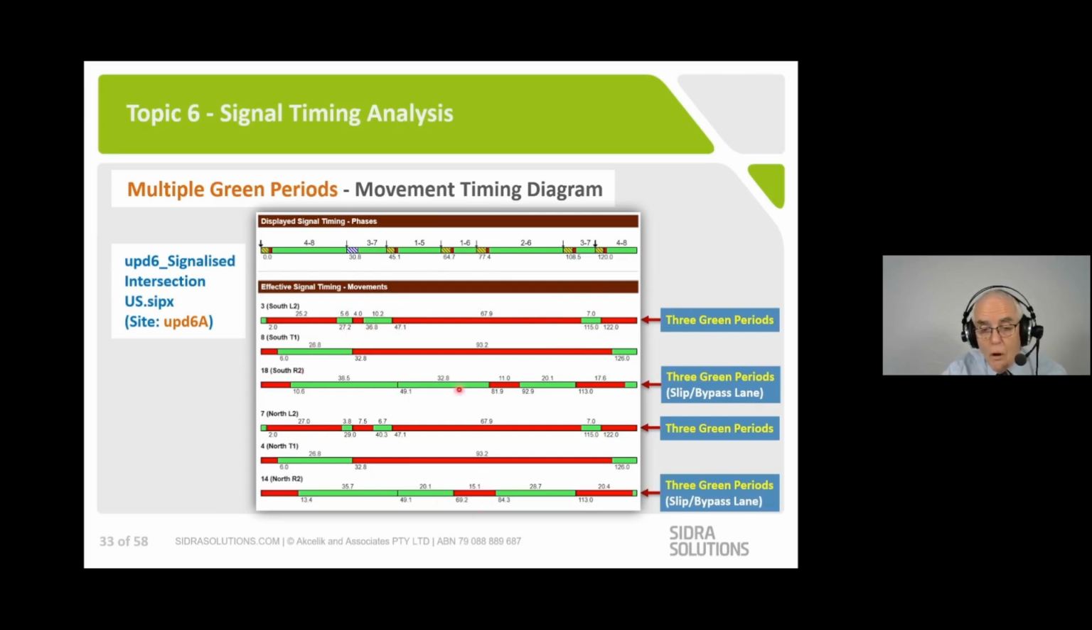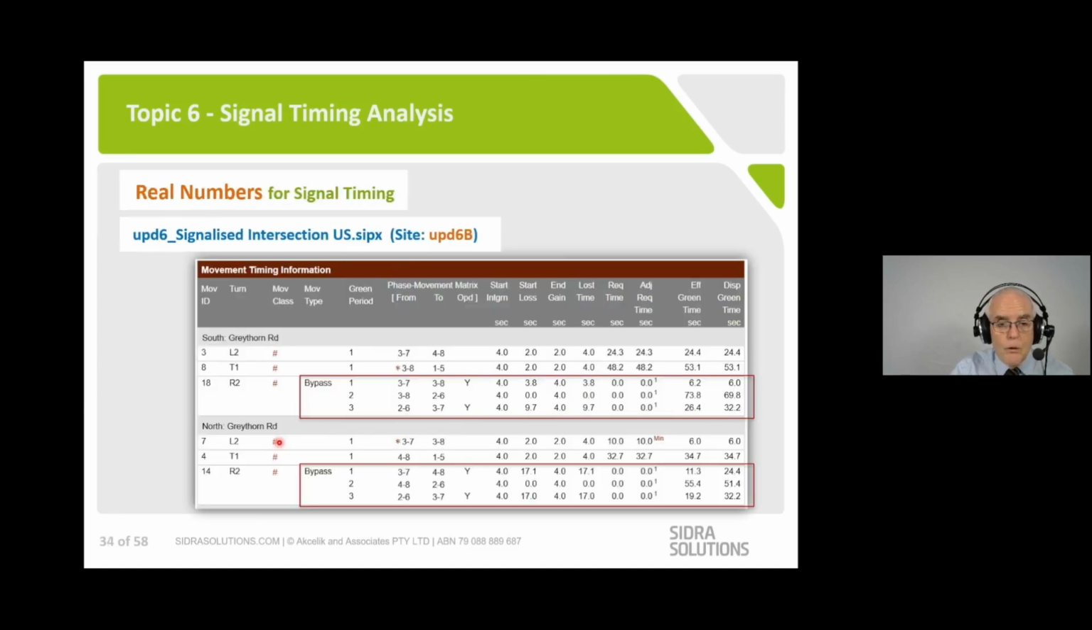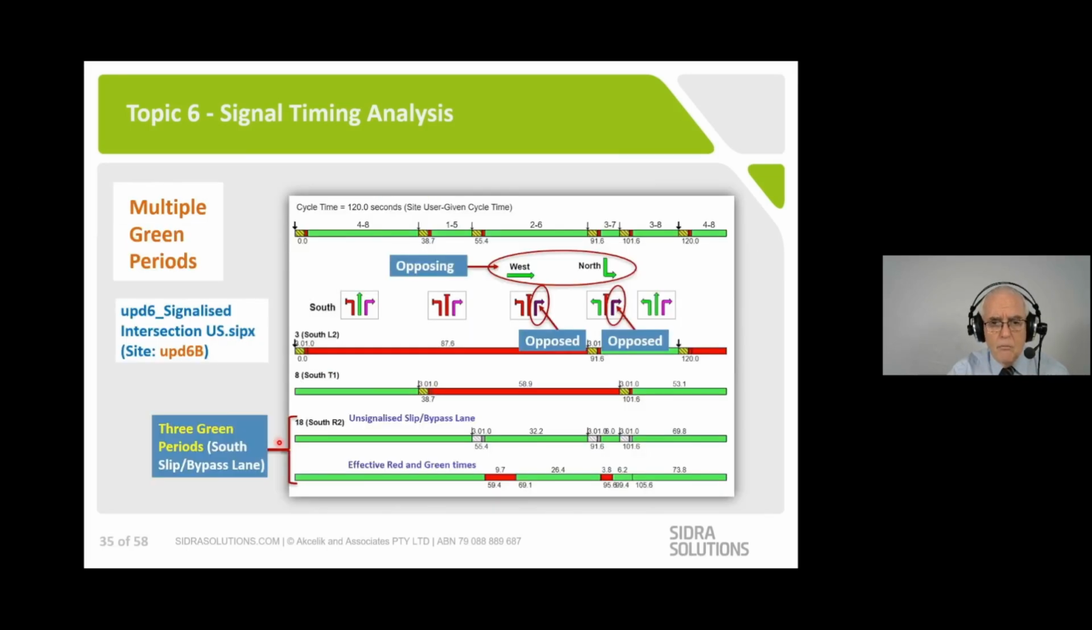Note the right turn bypass lane, still 3 green periods, but 2 of them running into each other because the movement is not stopped by any signal. So in this case, no effective red there. Effective red time still exists due to the effect of opposing movements. So again, we'll go through and have a look at some of these in the software itself. So I think we saw this slide already.